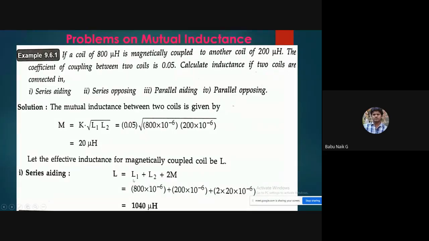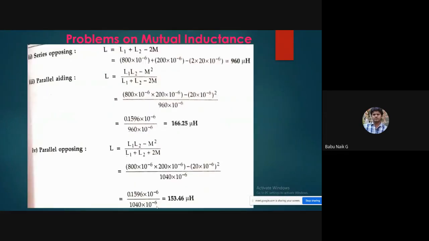Okay. So we know the values of L1 and L2, and the mutual inductance between these two circuits is 20 microhenry. After putting this in, if it is connected series aiding, we'll get 1040 microhenry. In a similar way, you can calculate the series opposing case.